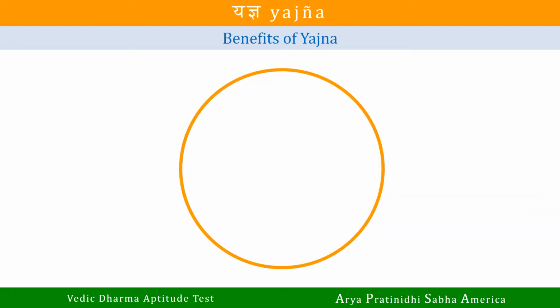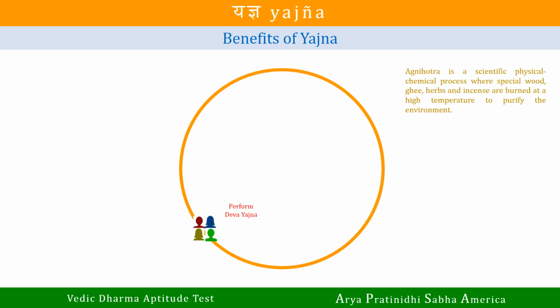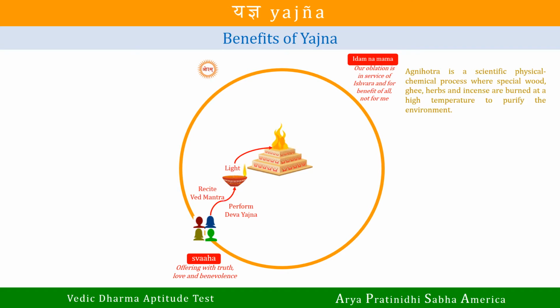Now let us cover some benefits of performing Dev Yajnya. Would you like to start? Sure. When like-minded people gather to perform Havan, they recite selected mantras from Vedic scriptures with an attitude of Swaha, meaning we offer from our heart with love and faith, and perform Havan with an attitude of Idanamama, which means I offer these oblations.